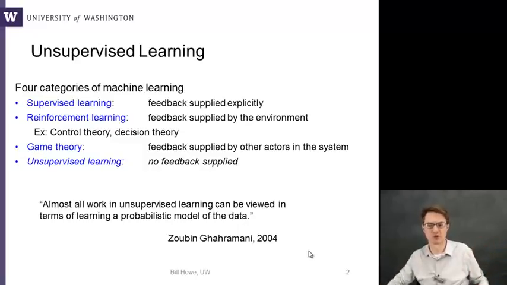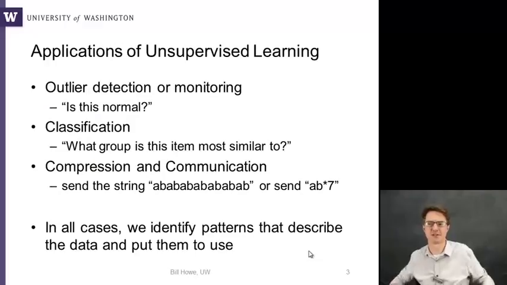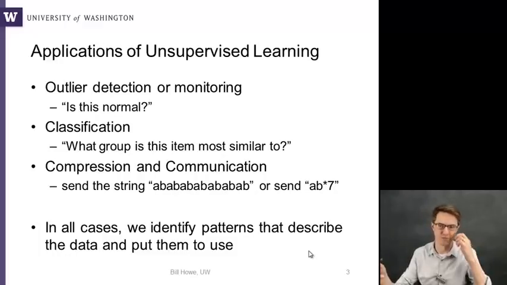Okay, so maybe almost all work in unsupervised learning can be viewed in terms of learning a probabilistic model of the data. Applications of unsupervised learning include detecting outliers. So is this factory behaving normally or not? Classification, which is a little different than the classification that we talked about, given that there's no class labels, but you might find groups of similar items, and then when you see a new item come in, you can figure out which of the groups you found previously this one is most similar to, and thereby classify it as within that group.